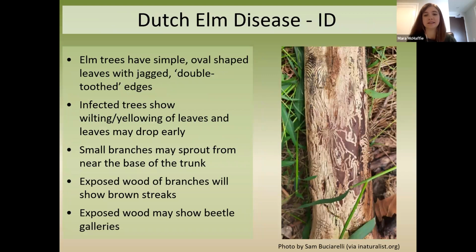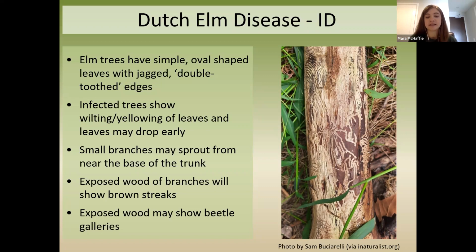So to identify the disease, you need to know what elm trees look like. One way you can identify them is that they have oval-shaped leaves that have very jagged edges, which you could see in the previous slide. We often call them double-toothed because they have these larger jagged edges, and then on those teeth, they have even smaller little jagged edges. And then you're looking again for signs of stress on the tree. Infected trees might have wilting or yellowing leaves. They may drop their leaves earlier in the year than you might expect. And again, they might produce small shoots coming right from the trunk of the tree near the base. That is a sign of stress.